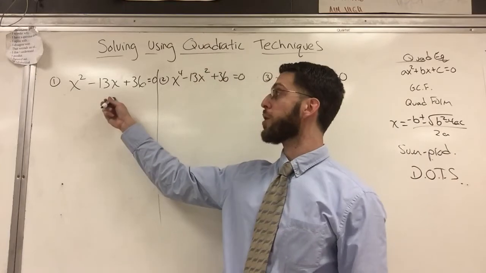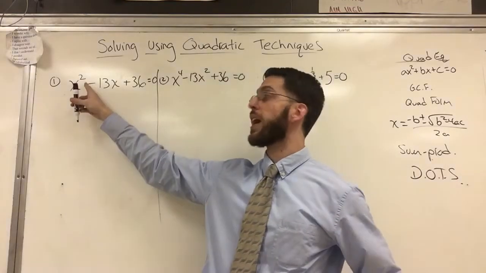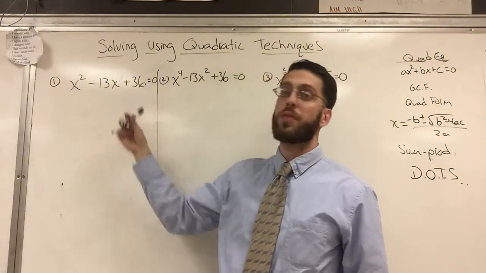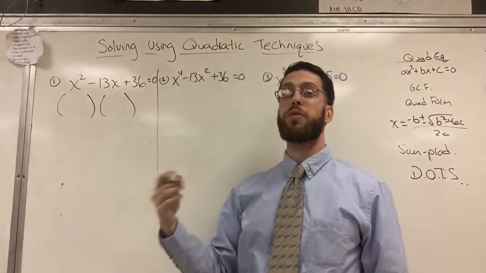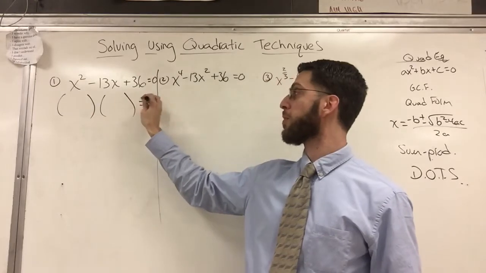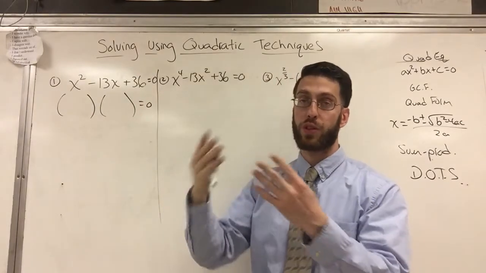Alright, so here's a quadratic equation. I know it's quadratic because the highest exponent is 2. I'm going to look for a GCF, there is none, so I'm going to go to sum product. Here's the sum product method. It's basically the reverse of FOIL. If you remember FOIL, first, outer, inner, last, it's really just multiplying.